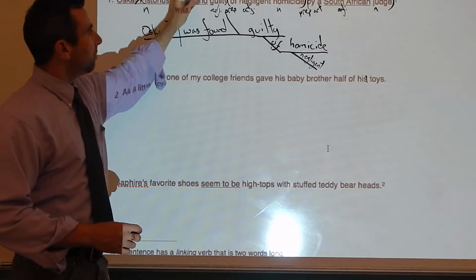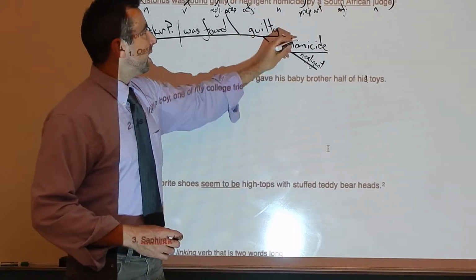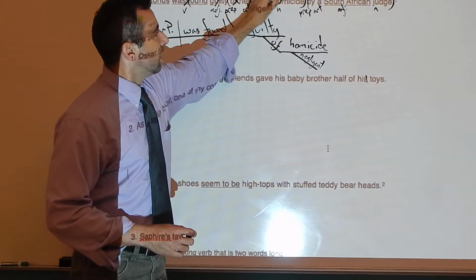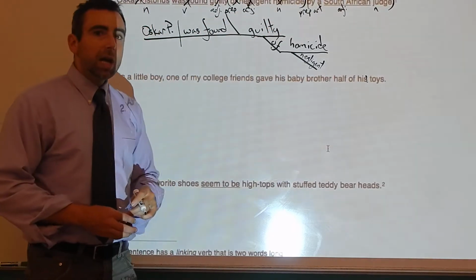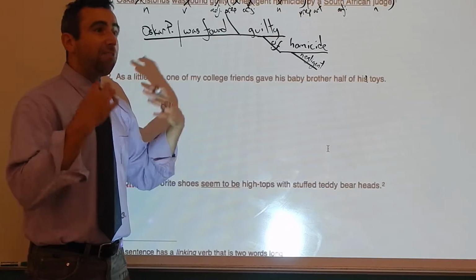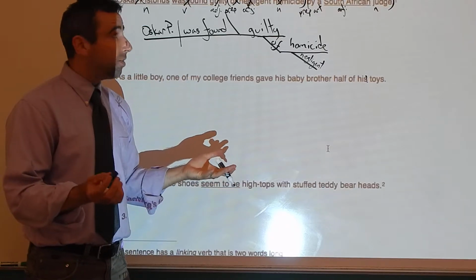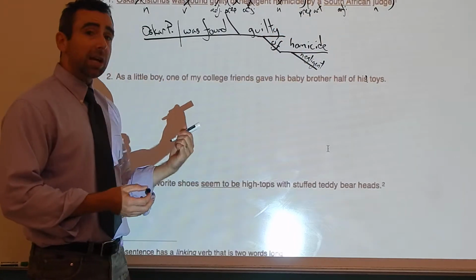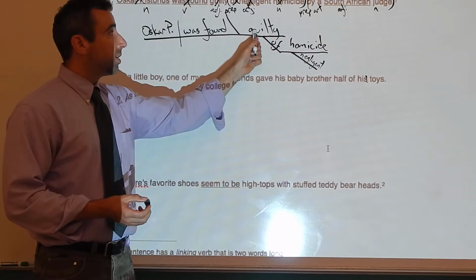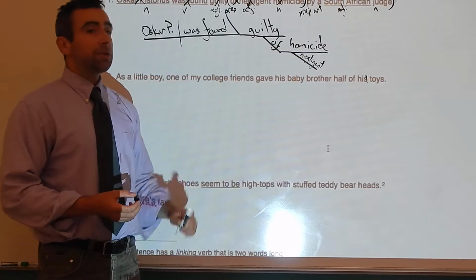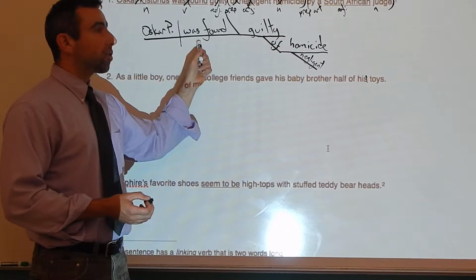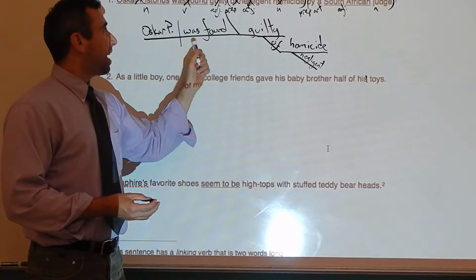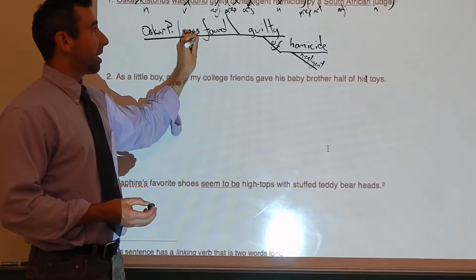Oscar Pistorius was found guilty of negligent homicide by a South African judge. Now that describes how the finding happened. How he was found? Well, the person who actually did the finding was the South African judge. So by a South African judge is not going to describe guilty. It's not going to describe homicide. It is going to describe how the finding happened. So that gets connected to the predicate.